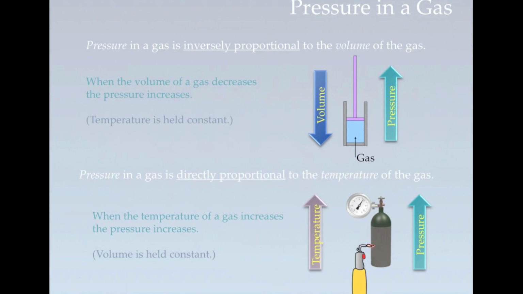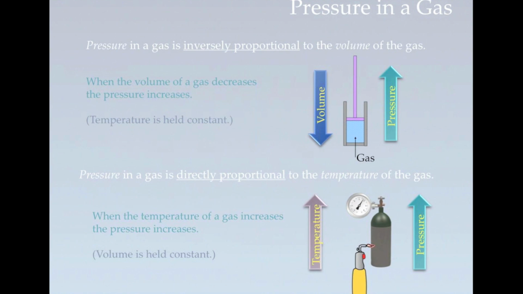We can't change the volume of a liquid very much by pressing on it. Very, very tiny, almost imperceptible amount. But with gas, we can easily change its volume by pushing on it. And so one of the major differences between liquid and gas is that the volume and pressure of a gas are related, whereas the volume of a liquid doesn't change. The more pressure we put on a gas, the smaller its volume gets.